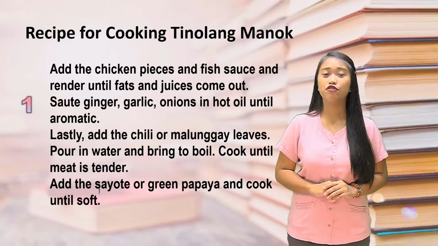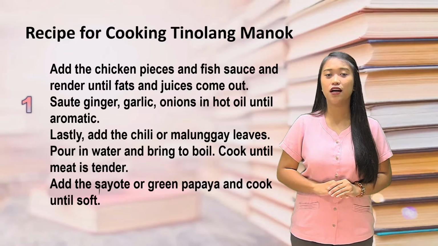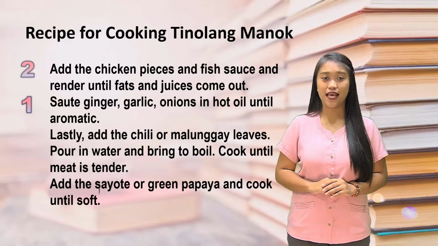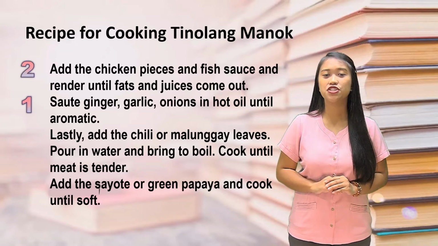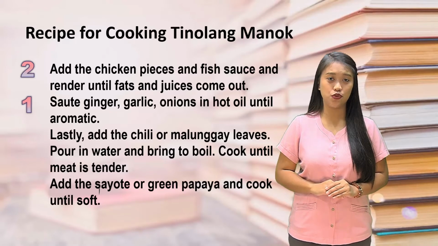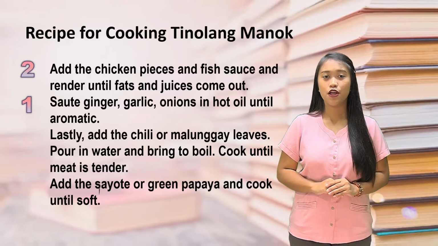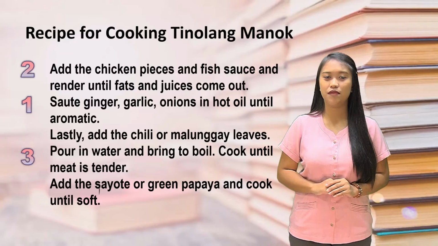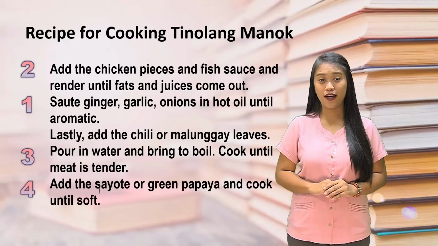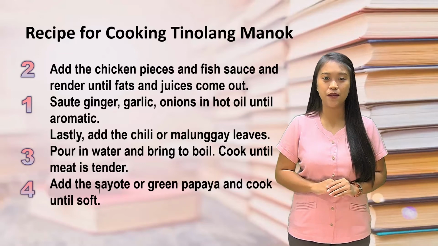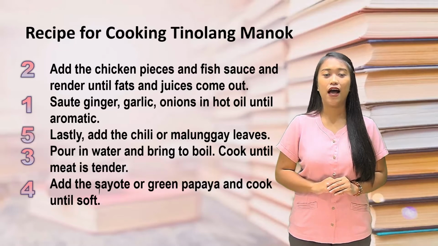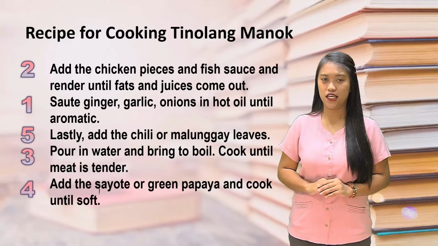First one, you have to saute the ginger, garlic, and onion in hot oil until aromatic. The second one, add the chicken pieces and fish sauce and render until its fats and juices come out. Third, pour in water and bring to a boil. Cook until the meat is tender. Fourth, add the sayote or green papaya and cook until soft. Lastly, add the chili or the malunggay leaves.